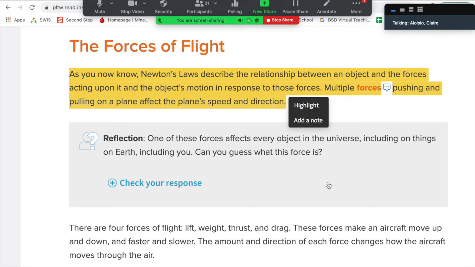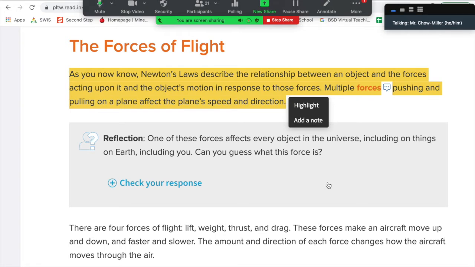As you now know, Newton's laws describe the relationship between an object and the forces acting upon it and the object's motion in response to those forces. Multiple forces pushing and pulling on a plane affects the plane's speed and direction.